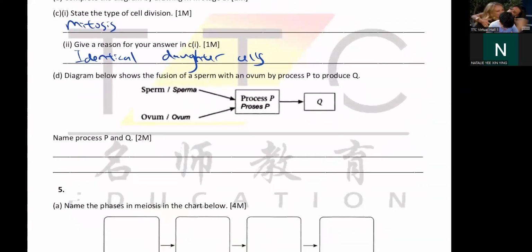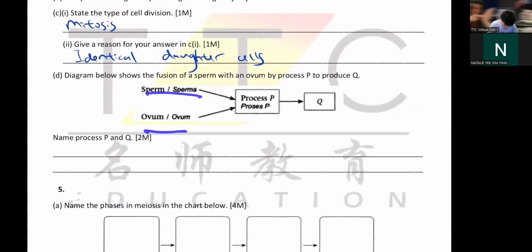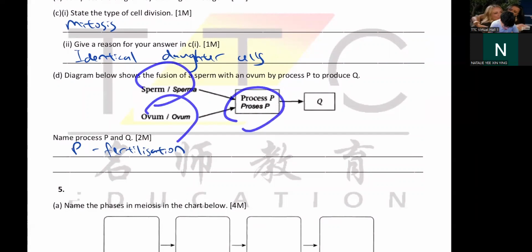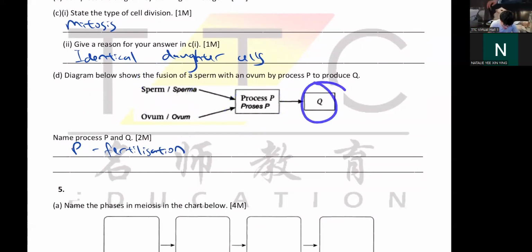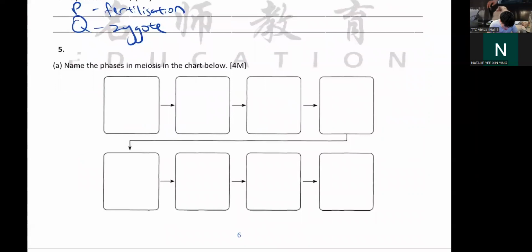So D, sperm plus ovum. Hey, wait, this is Form 1. Okay, so P is fertilization. This one and this one fertilize, right? And then to produce Q. What is Q? When sperm and ovum combine, what do you get? Zygote. And then the zygote becomes an embryo, the embryo becomes a fetus, the fetus becomes a baby. You know, this is Form 1. So, name the phases in meiosis.